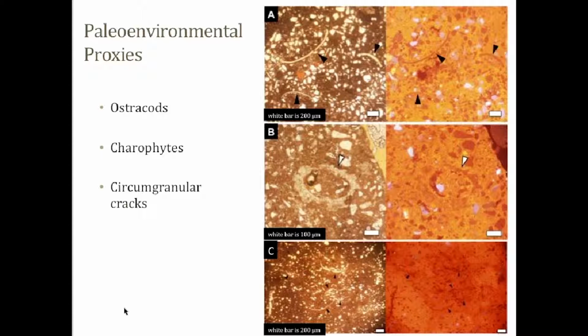And in photo C, outlined by the black arrows, are these linings that are curved, and those are circumgranular cracks. Those give us insight that they developed in a Paleosol layer where there was clay involved and there was expansion and shrinkage of the soil.